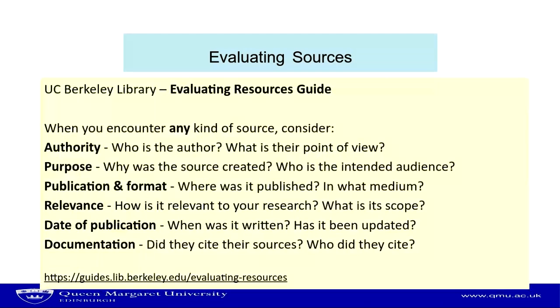The next tool we have is from Berkeley Library, the Evaluating Resources Guide. This looks at the authority: who's the author, what's their point of view. The purpose: why was this source created, who's the intended audience. It also looks at the publication and format: where was it published, in what medium. The relevance: how is it relevant to your research, what's its scope. The date of publication: when was it written, has it been updated since. And lastly, documentation. Did the authors cite the sources they used, and how did they cite, and who?